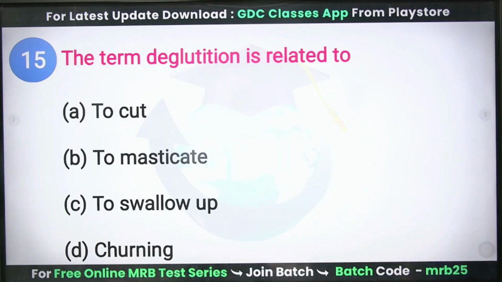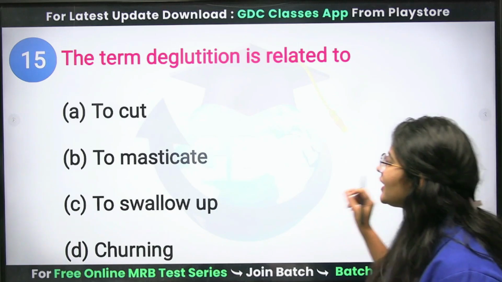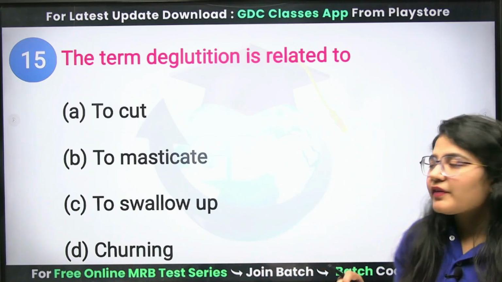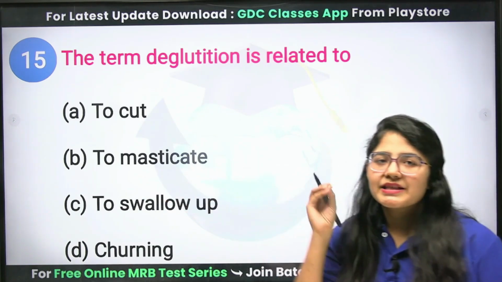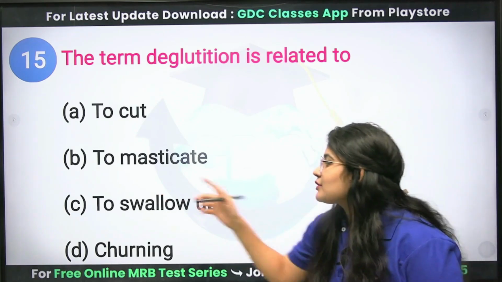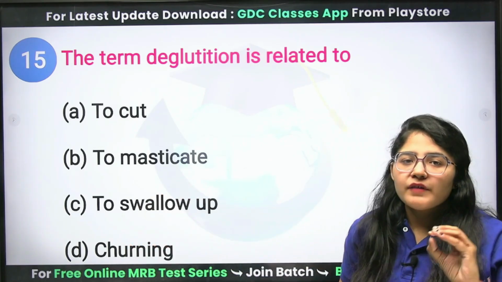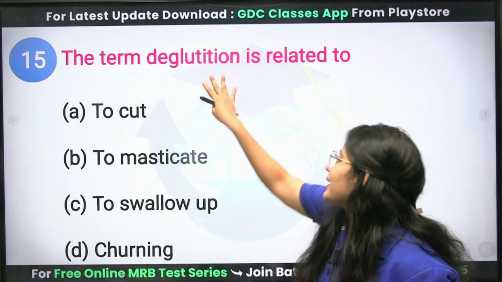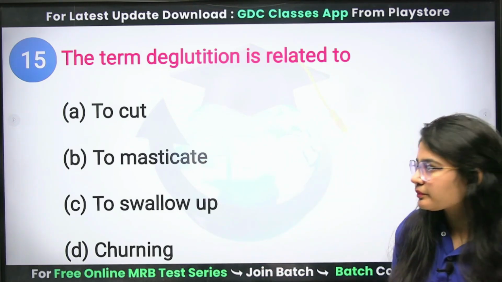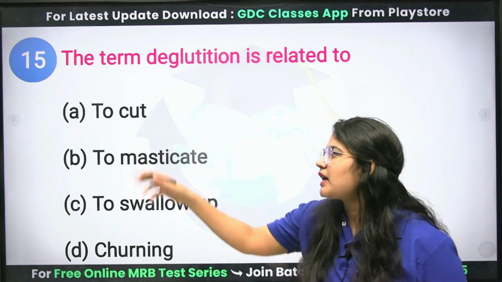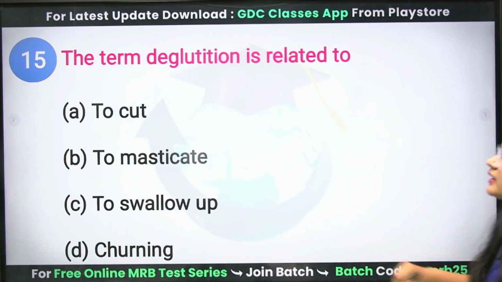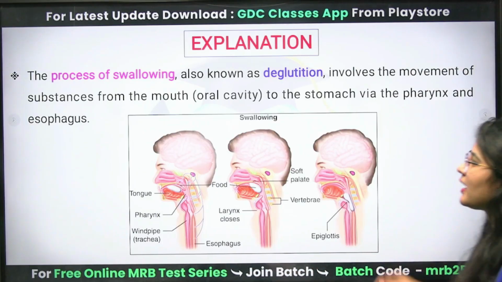Next question. The term deglutition is related to. Mastication is the term for chewing up. To swallow anything, we use the term deglutition. Clear? Next we have to cut, which is your mastication. Clear? So the correct answer is to swallow up.